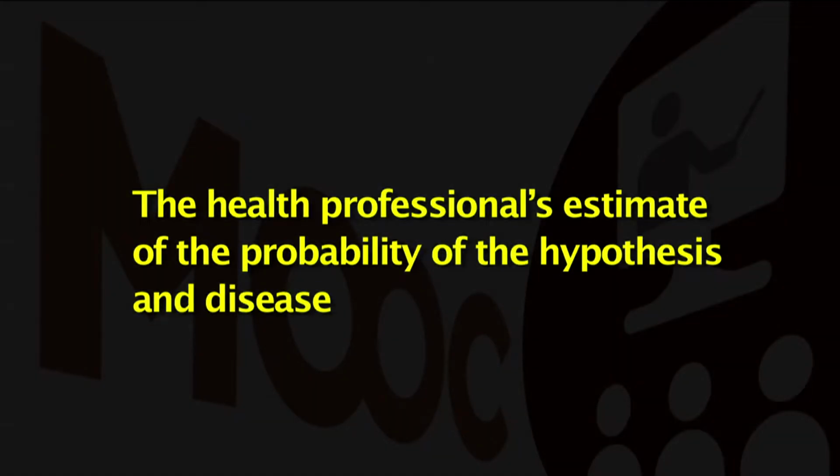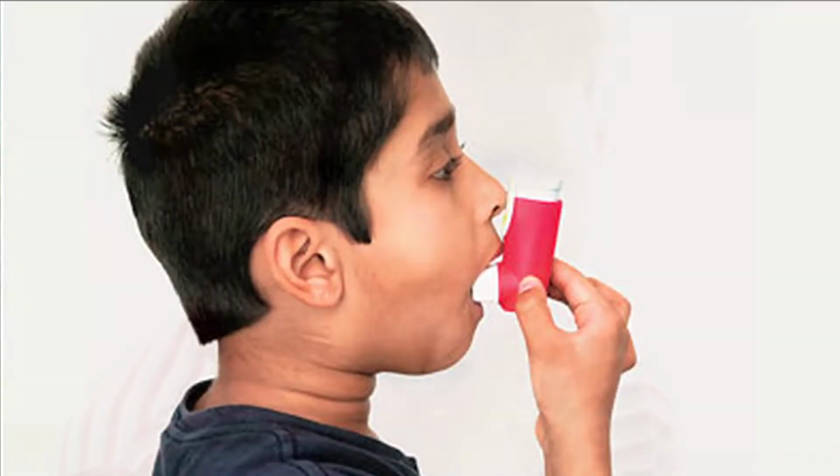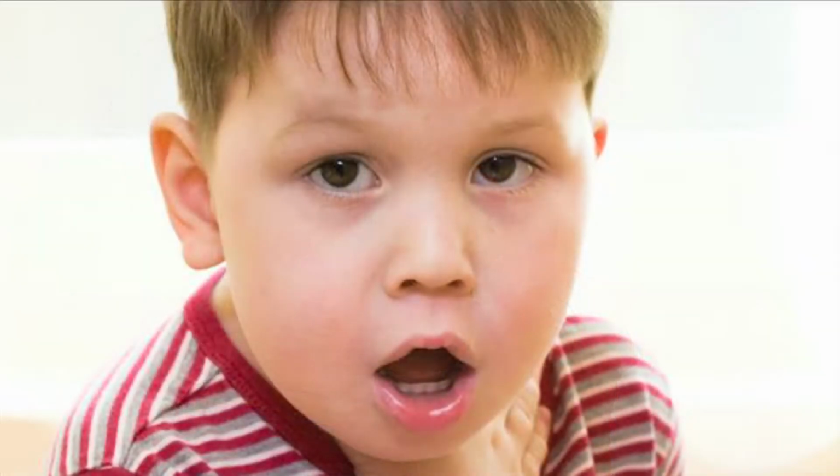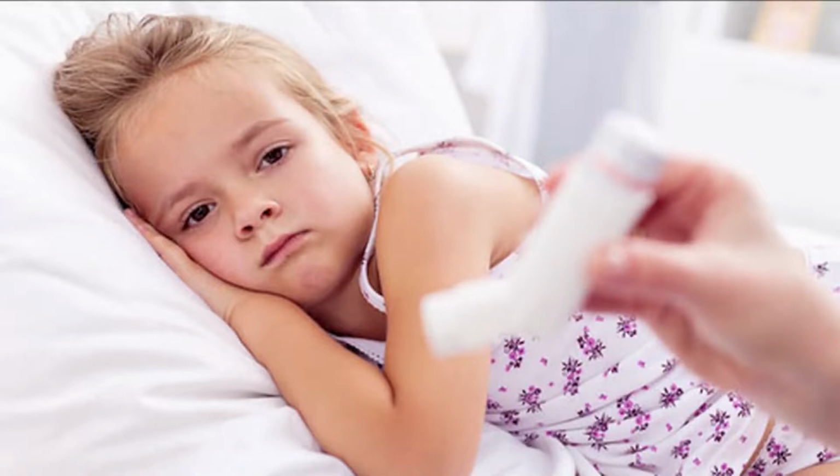The second issue is the health professional's estimate of probability of hypothesis and disease. Health professionals will have pre-existing beliefs about the prevalence and incidence of any given health problem that will influence the process of developing a hypothesis. For example, some doctors may regard childhood asthma as a very common complaint and hypothesize that a child presenting with cough and other symptoms has asthma, while there might be others who believe that childhood asthma is rare, and they do not consider this hypothesis which the other doctors propose.